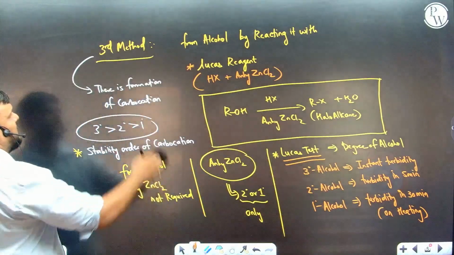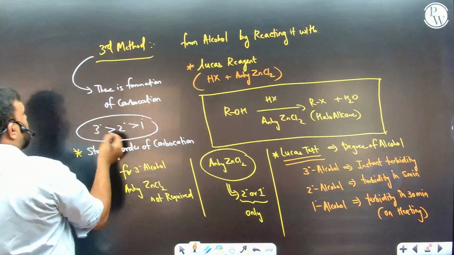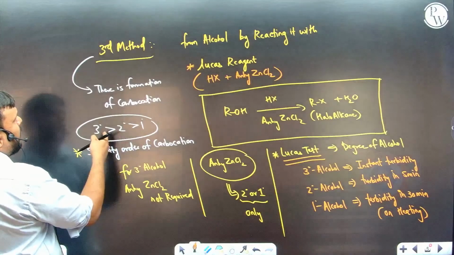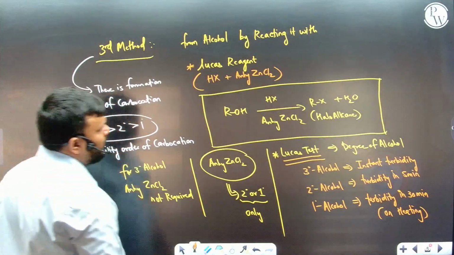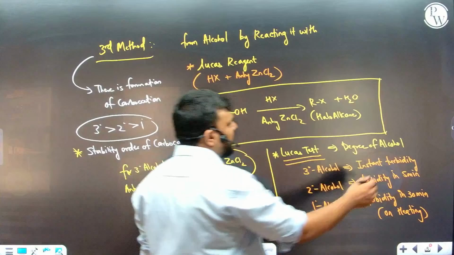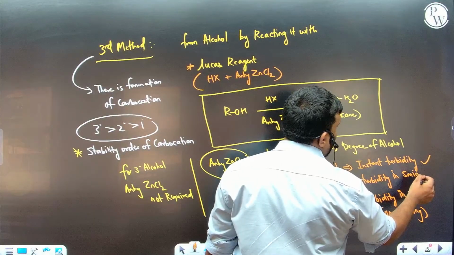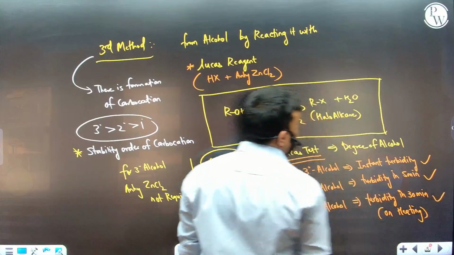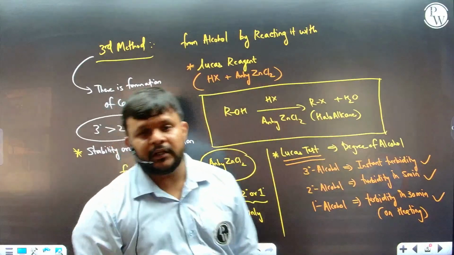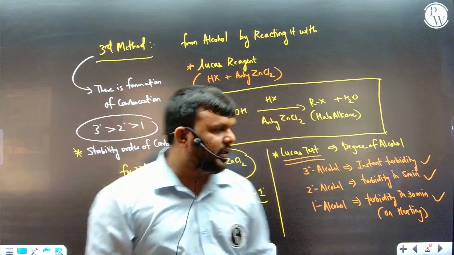Okay. In this there is formation of carbocation. So everybody knows the stability of carbocation, 3 degree more than 2 degree more than 1 degree. That's why 3 degree carbocation gives instantaneous turbidity, and 2 degree will give in 5 minutes, and 1 degree in 30 minutes, that also on heating. Okay.